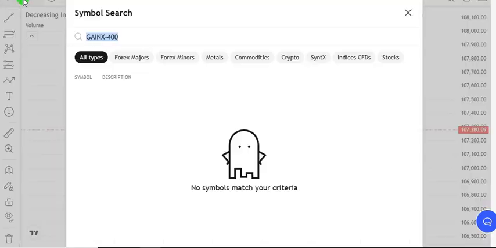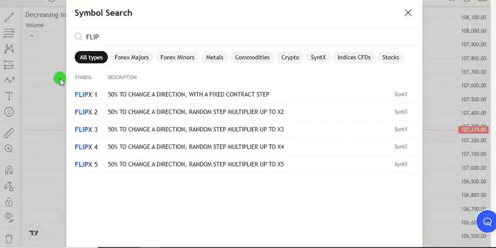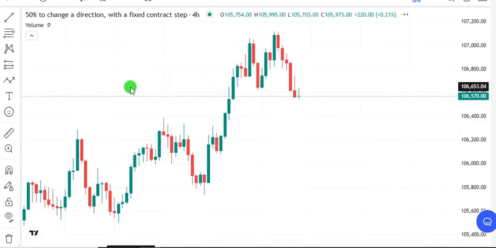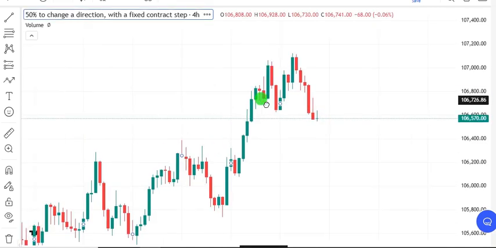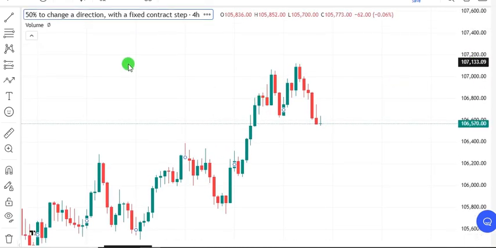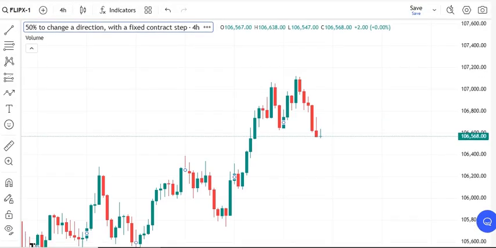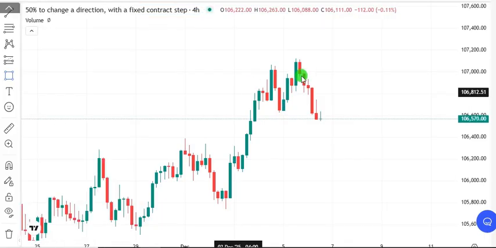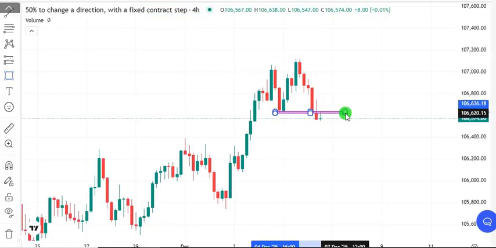Let's go to Flip One. Now for Flip One, let's mark out the zone already. This is already H4. I'm sure you can already see the zones right here. So just marking out the zone. This is the recent high. This is the recent low. Let's start from the recent low, then let's mark the recent high.